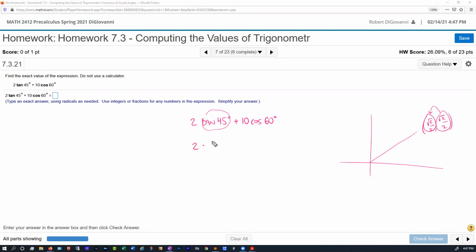So we get 2 times 1 plus 10 times cosine of 60. 60 degrees is here. Cosine is the x-coordinate, which is 1/2. So we're going to take that 1/2 and multiply here. And so you get 2 plus 1/2 of 10 is 5. So we should just get 7.